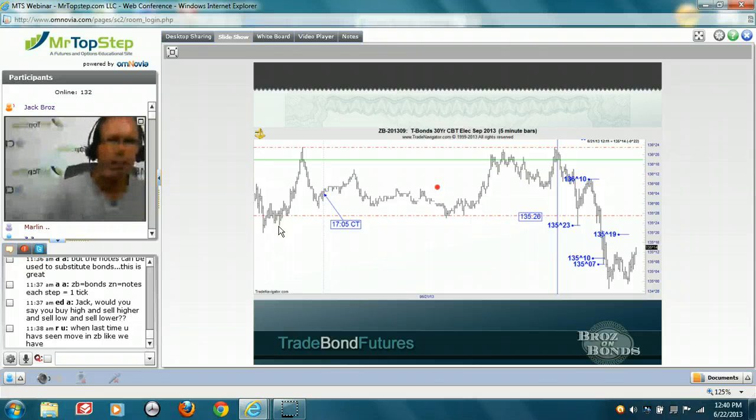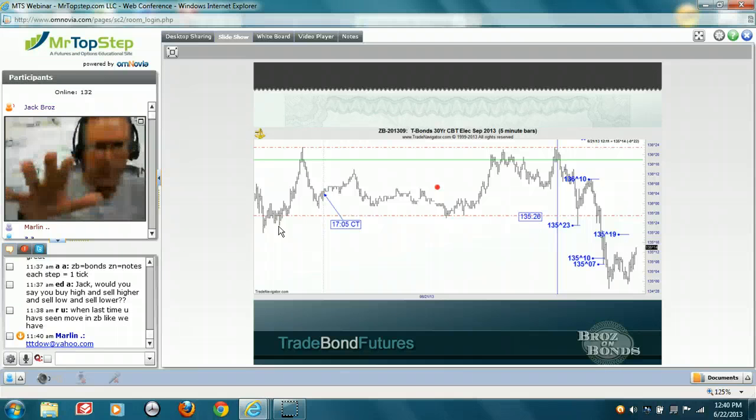What you're going to see in my room is my 4 charts: my 10-year, my 5-year, my bond, my S&P, and my bond and 10-year order book. It helps the students in my room. My room is probably 90% pro, but I do get new traders, and I like working with new traders.